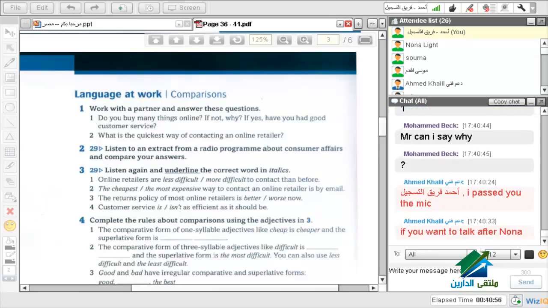I need you to give a reason. Could you repeat your question, please? My question is, why does any company care about customer service? Why give very high attention to such service? What's the reason behind that?